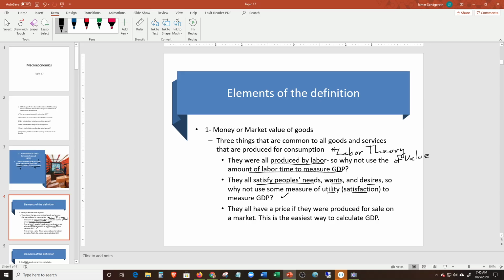And that leaves us with the third common element of all goods and services, and that they all have a price if they've been produced for sale on a market. And the easiest way to calculate GDP is just to use that price, okay? And that's what we're going to do, all right?